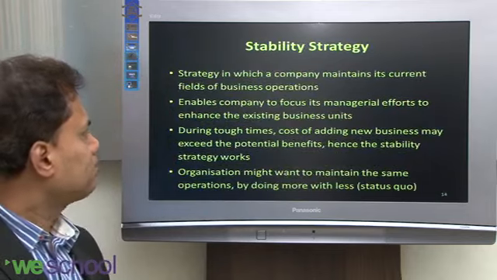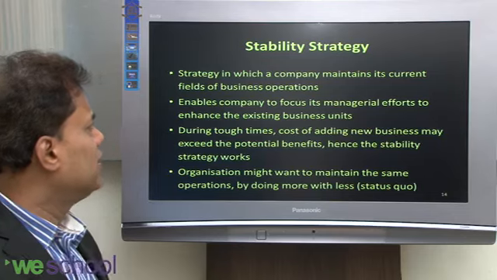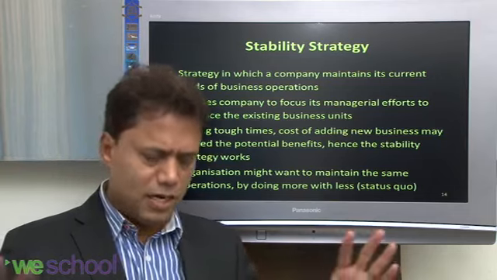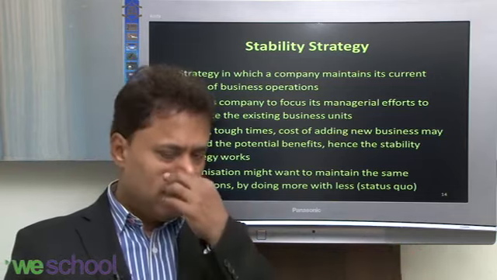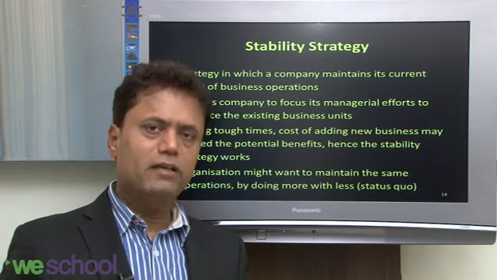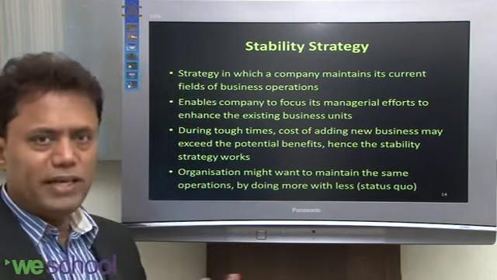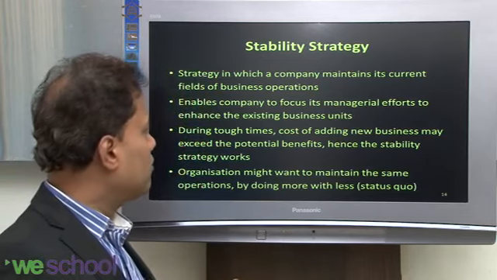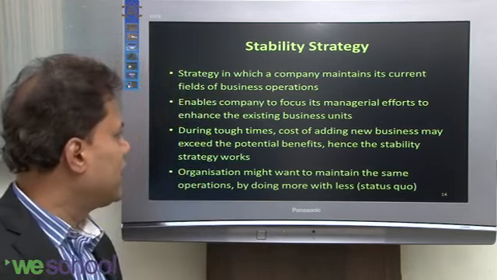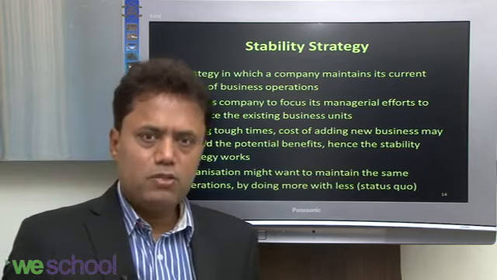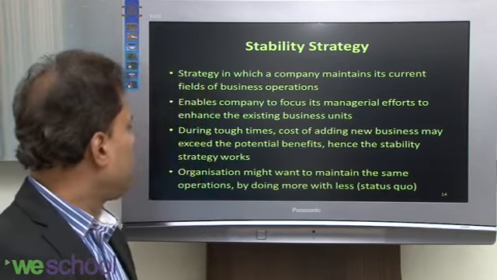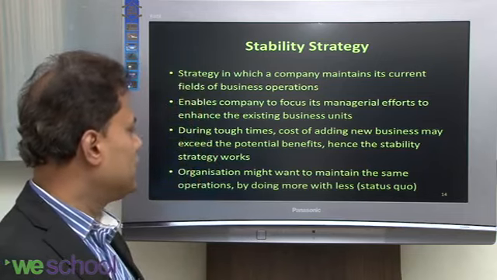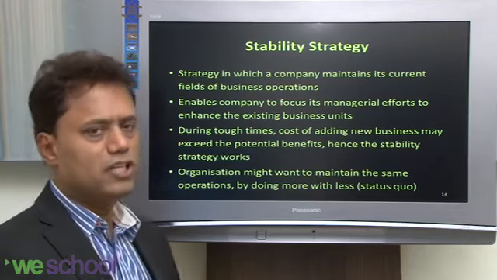Stability strategy. A stability strategy is one in which a company maintains its current fields of business operations. They say, I don't want to diversify, I don't want to expand. I want to grow the way I am doing. I am stable. I want to maintain the status quo because my company is doing well. It's all about the company focusing its managerial efforts on enhancing the existing business units. I will enhance whatever I can do. During tough times, the cost of adding new businesses may exceed the potential benefits, hence the stability strategy works.